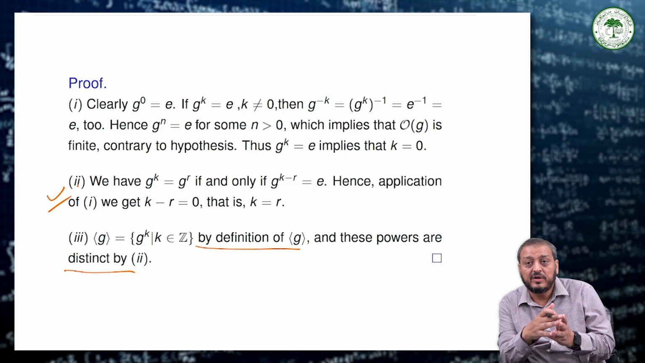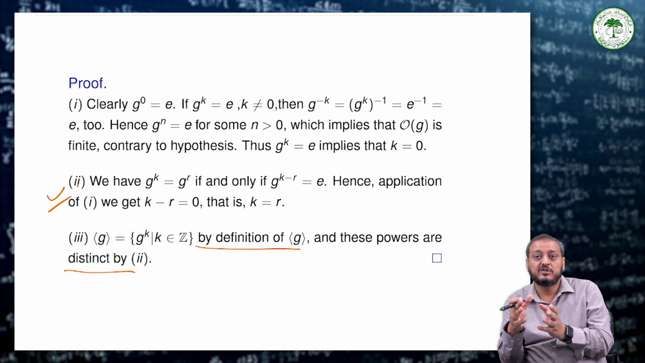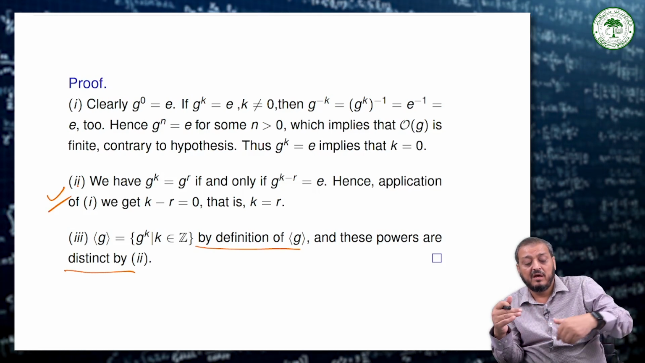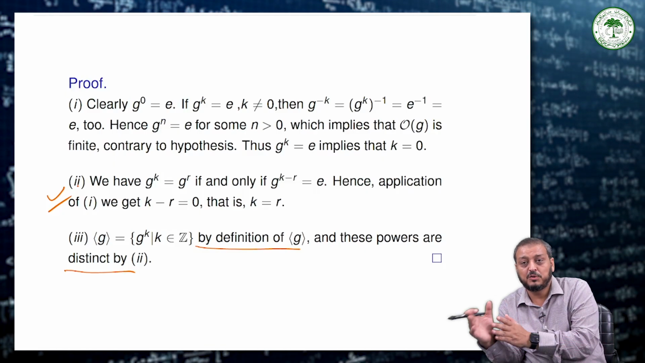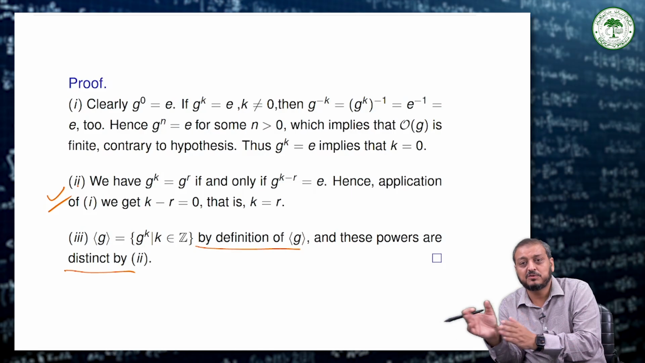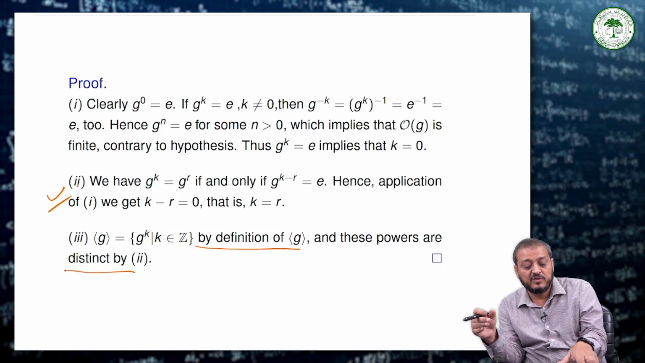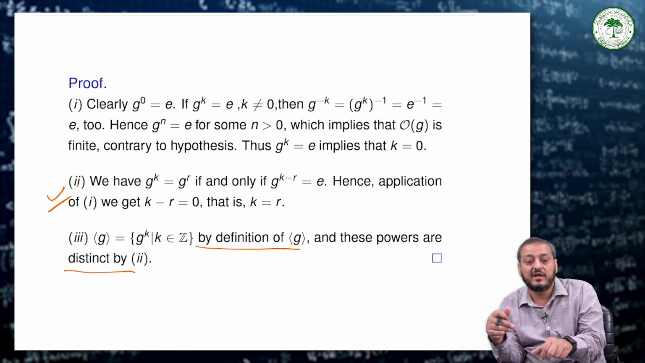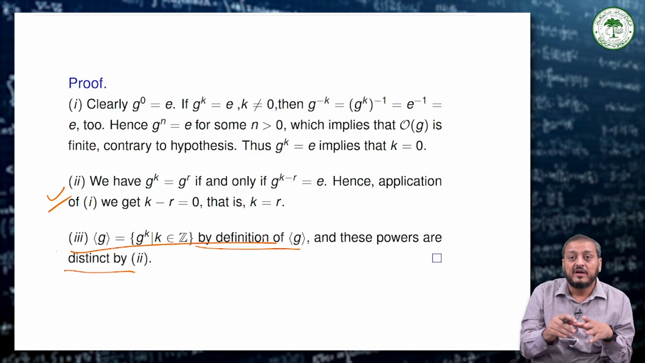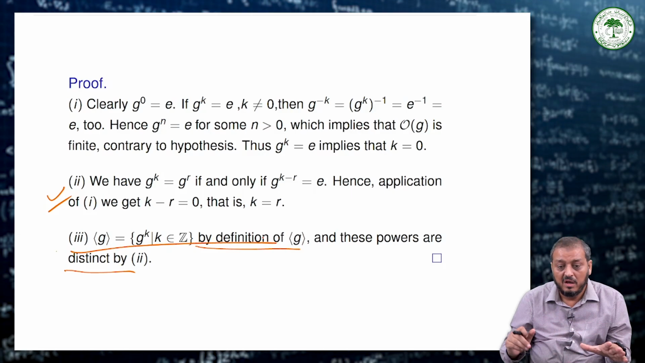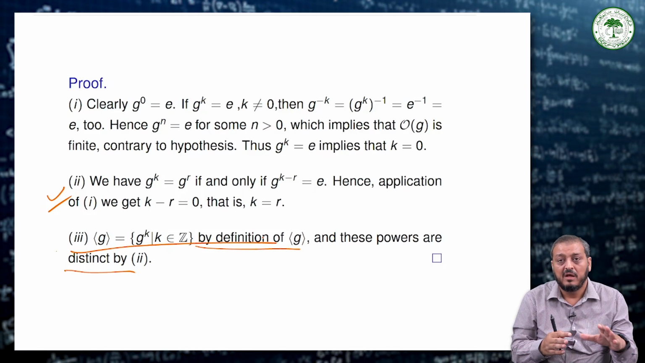Whenever we take g to the power k or g to the power r, by the first condition we can say that k minus r is equal to 0, so k is equal to r. So this means all the powers of this set are distinct. So we have to complete the proof of this theorem.